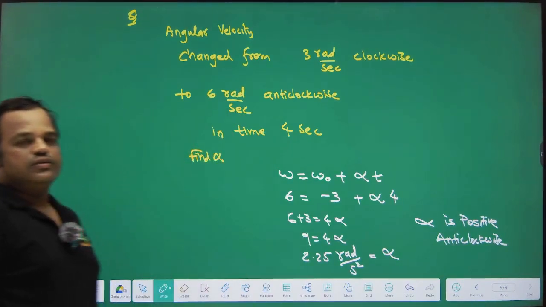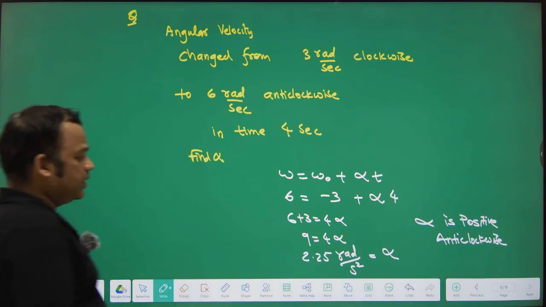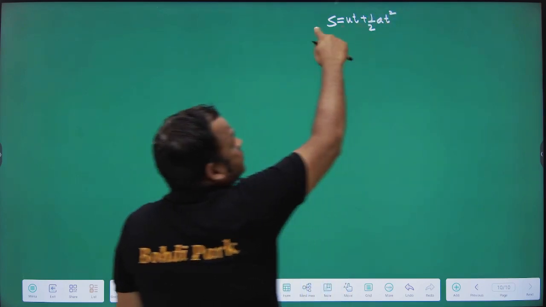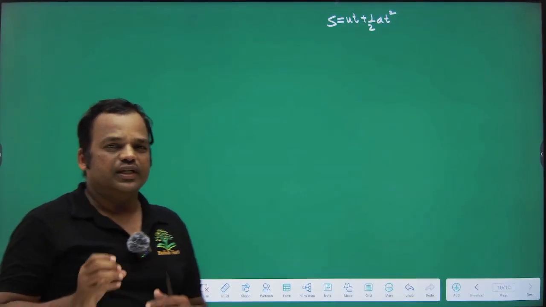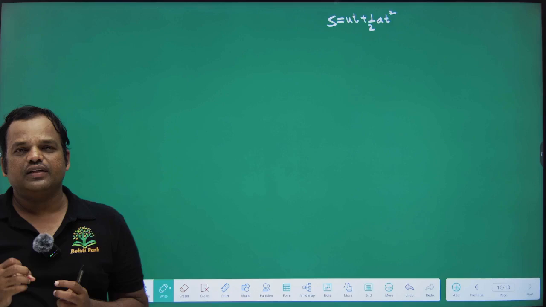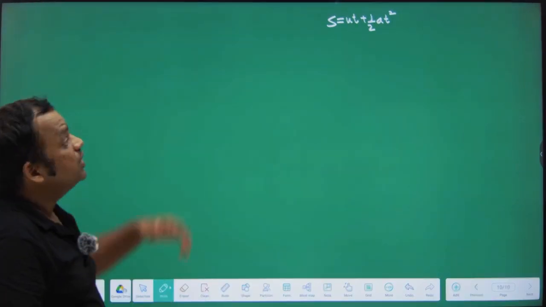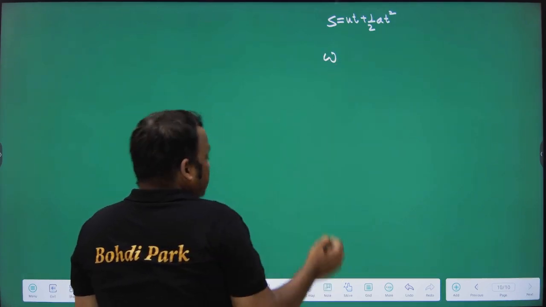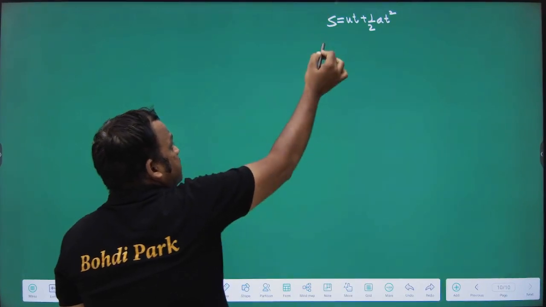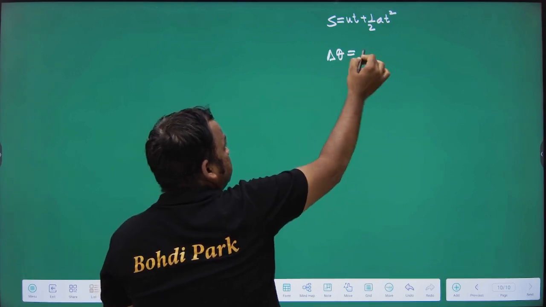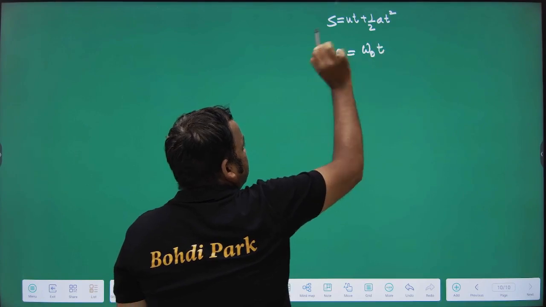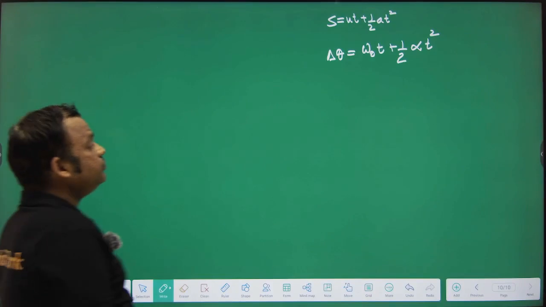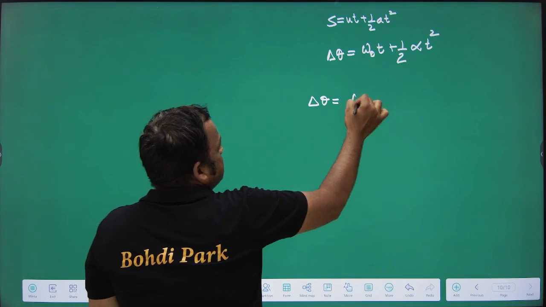Let's move on to the next equation of motion, which is s is equal to ut plus half at square. This is for linear motion. When we are talking about linear speed, linear displacement, linear acceleration, we have this type of equation. When we have angular speed and angular acceleration, we will have a similar equation, but instead of linear displacement, we will talk about angular displacement. Delta theta is equal to initial angular velocity omega naught t plus half angular acceleration alpha times t square. Here, delta theta is angular displacement.